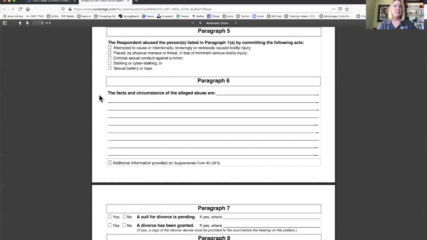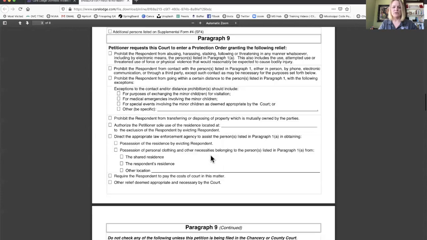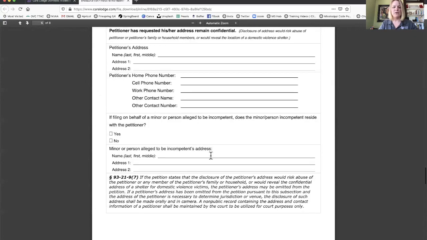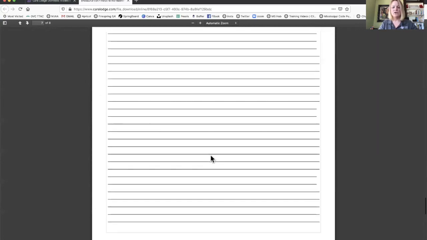Try to stay within the most recent acts of violence. But if there's been a long history of repeated violence or escalating violence over time, you can also indicate those things there. If your story lasts longer than the lines given here, you can select this box here and refer to supplemental form number 3, which if you scroll down, you will see that another whole page is dedicated to your story.